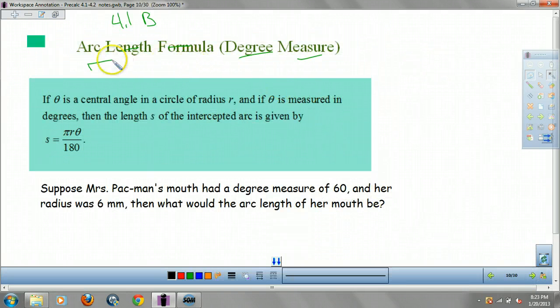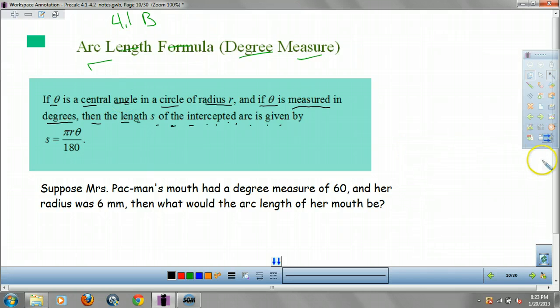Okay, another formula. Arc length formula for degree measure. If theta is a central angle in a circle with radius r, and theta is measured in degrees, then the length s of the intercepted arc is given by pi times your radius times theta divided by 180. Because 2 pi r gives you your circumference, right? Circumference divided by 360 times theta is actually what it is.